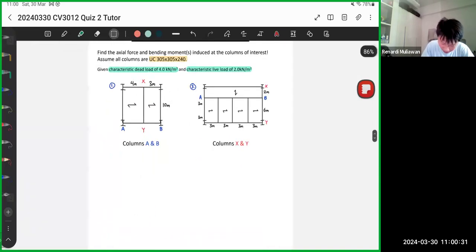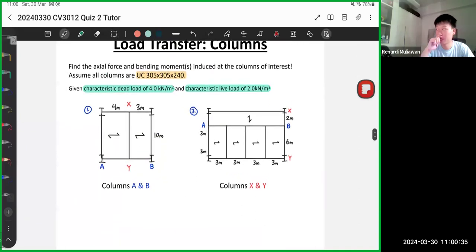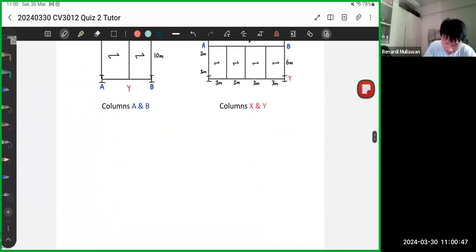Okay, this is especially useful in practice, especially when you've gotten to your IDP, integrated design project, or during your intern. Okay, but this is something that you might want to know. So this one is only for NED, NED of the column. Okay, it doesn't work for MED, but works for NED. For NED of the column, you can actually use tributary area loading. Okay, tributary area.